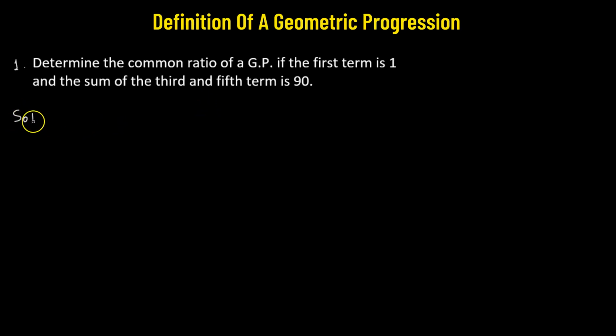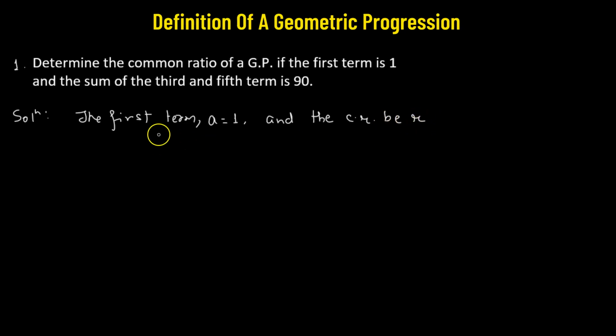So let's begin. Here it's given that the first term, which is represented by the letter a in lowercase, has a value equal to 1. And since it's a geometric progression, we need to specify its common ratio as well, and the common ratio will be represented by the letter r in lowercase. Now it's also given that the sum of the third and the fifth term is 90. That means we have a3 added to a5 equals 90.